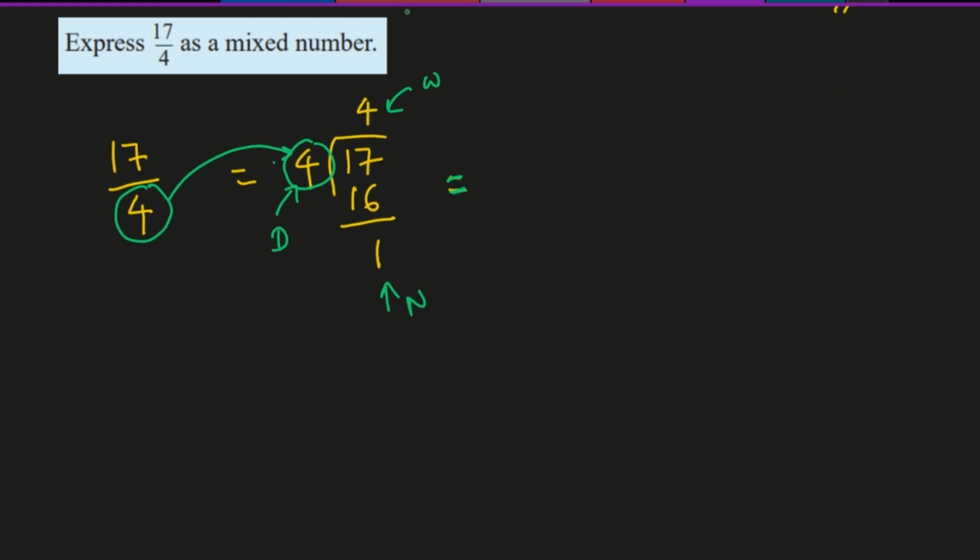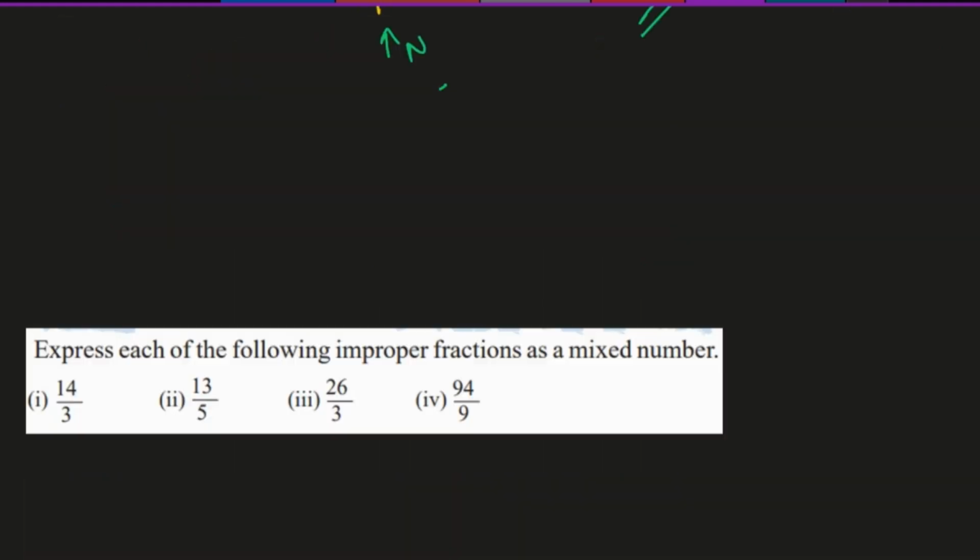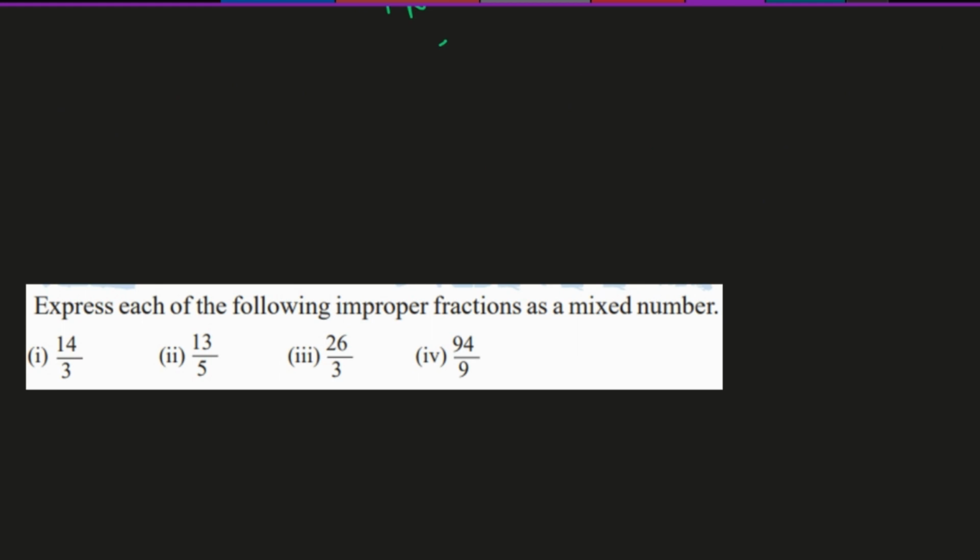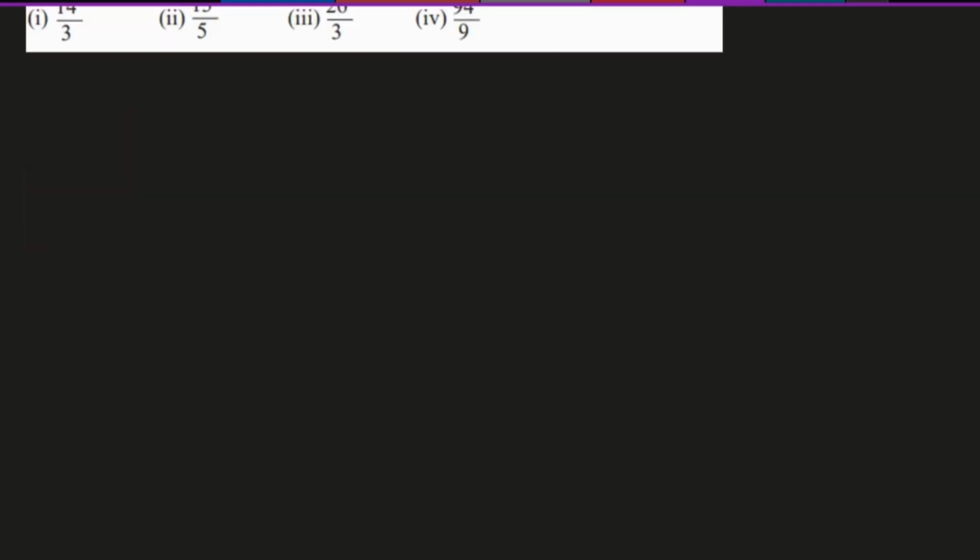So how do we write this as a mixed number? 4 and 1 upon 4. So this is the answer. If you need, you can convert this into the improper fraction. So you should get the answer 17 upon 4, which is visible here, right? Okay, great. So here we have come to the final set of exercises.